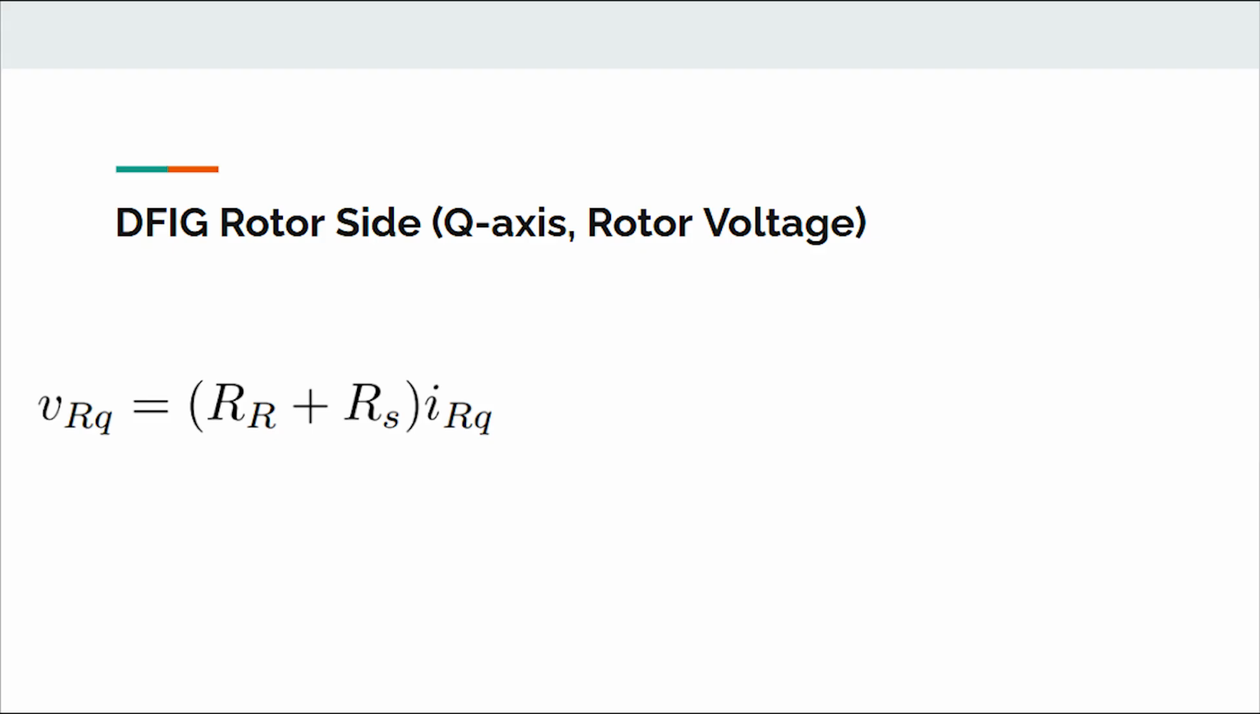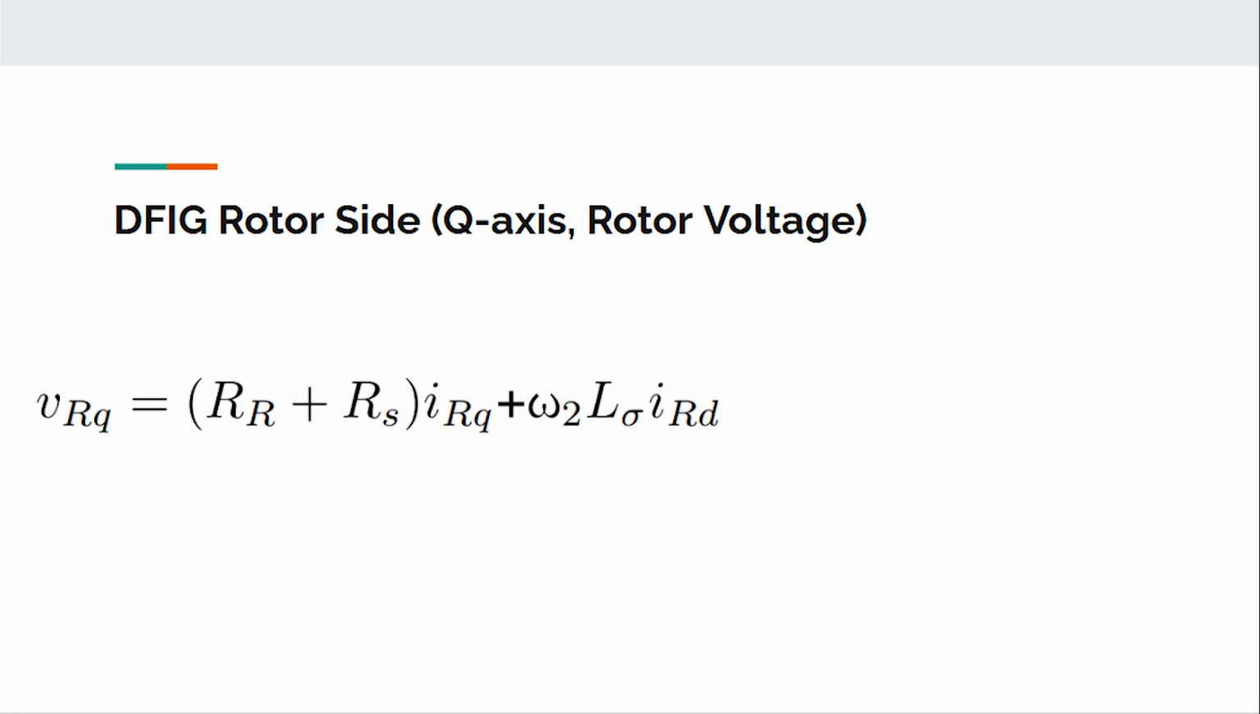The voltage across the rotor in the Q axis incorporates many voltage drops, resulting from our first term being the resistance of the rotor plus the stator's resistance multiplied by the rotor's current in the Q axis. Our second component is the coupling component, which uses omega, the slip of the slip rings, multiplied by the inductance of the slip rings, multiplied by the current excited from the rotor in the D axis.